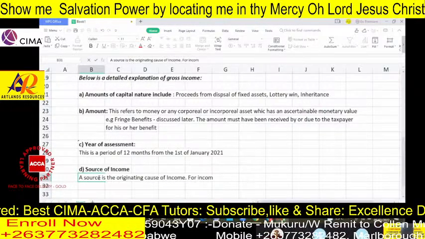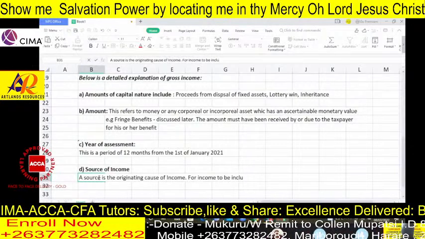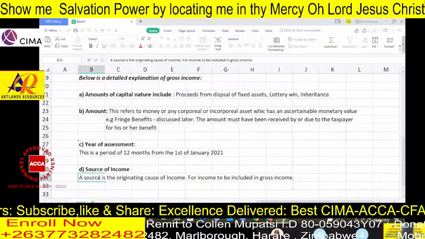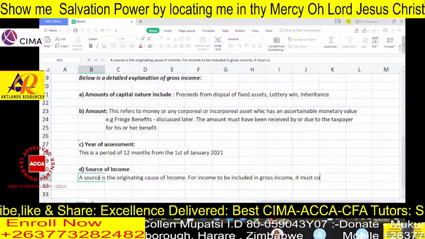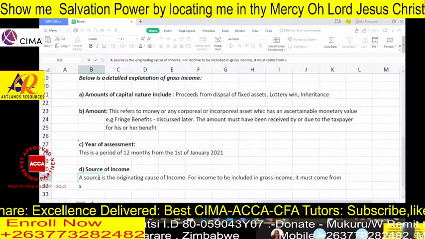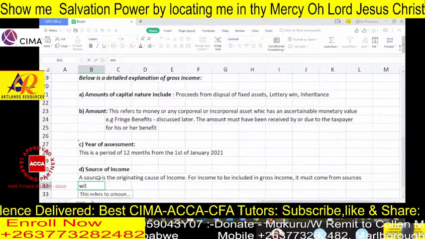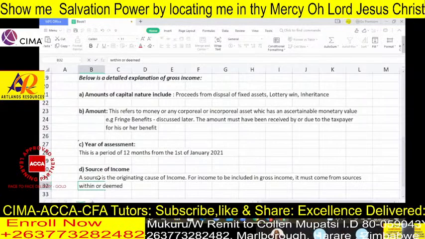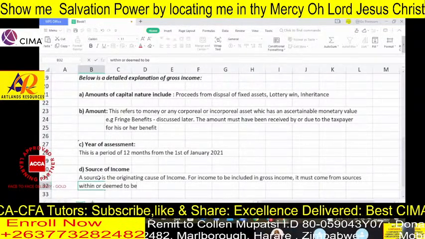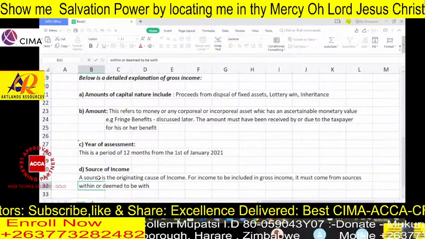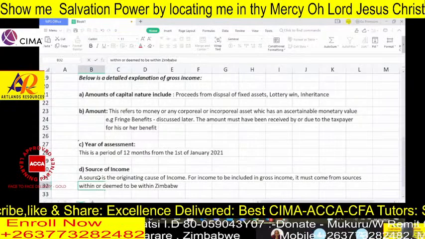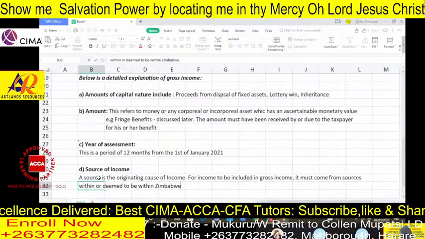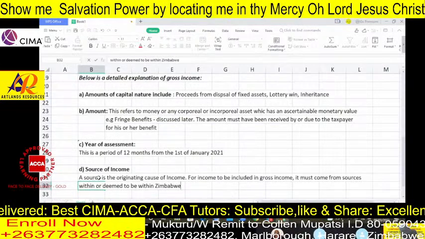For income to be included in gross income, it must come from sources within or deemed to be within Zimbabwe. So we don't take income where the source is outside Zimbabwe or it's not deemed to be in Zimbabwe.